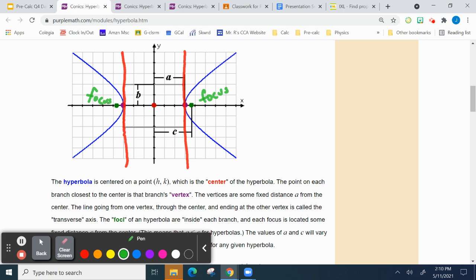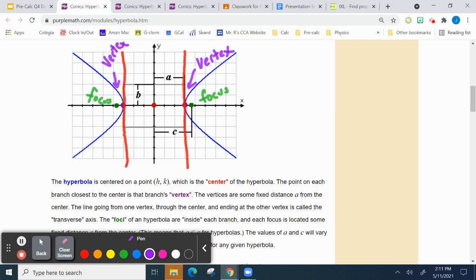But, nope. Okay. So there's a focus there and there. Then, of course, I just already said it. There's a vertex here and a vertex there.